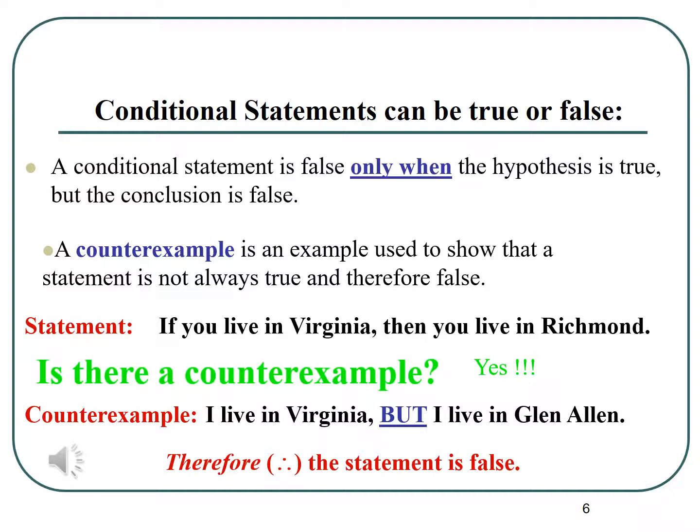Therefore is often depicted with three dots lined in a triangle. So you can use that symbol to say, therefore, this conditional statement is false.